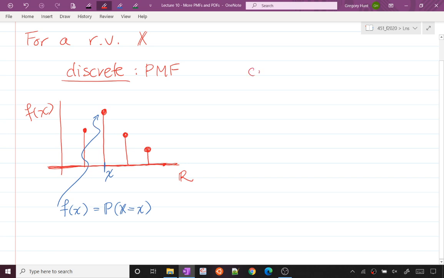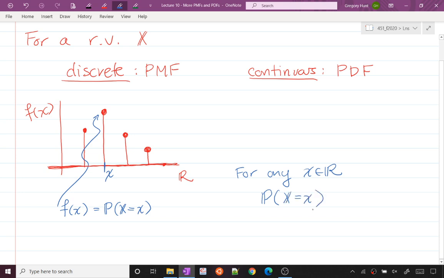We then talked about continuous random variables. And for continuous random variables, we had an analogous concept called the PDF, or probability density function. The problem was that if I picked any point, any little x, that's a number, and I ask, what's the probability that my random variable is exactly equal to that little x value?